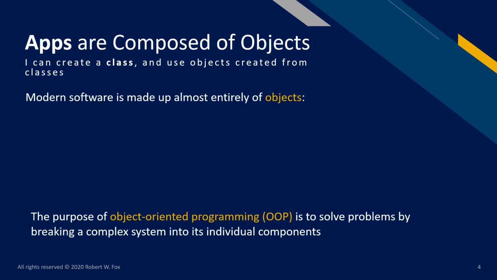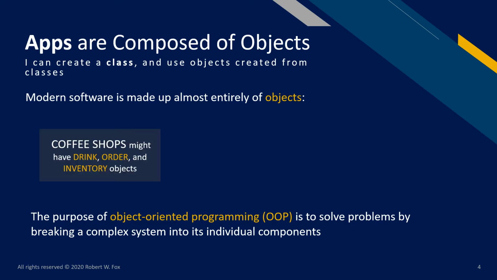Before we dive into the specifics of how to write classes, it's really important that you understand the big picture of why we're using objects and classes. The truth is that modern software, the apps and games that you use, are made up almost entirely of objects, and of course those objects are defined by classes. And the overarching purpose of what's called object-oriented programming is to solve problems by breaking systems that are really, really complicated into individual components. For example, maybe a coffee shop would have objects to represent the drinks they sell and the orders that customers place and the inventory that they stock.